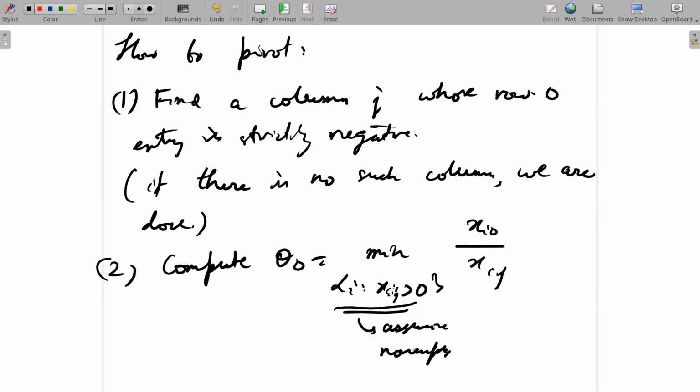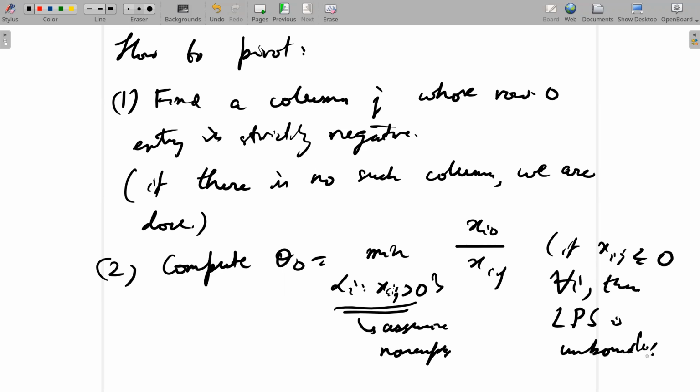Of course, here also there is a question: what if it is empty? What if there's no entry in that basic column which is strictly bigger than 0? All of it is less than or equal to 0. In fact, in that case, we can show that this is an unbounded LP, which means an ill-posed LP and not of that much interest, especially when you're talking about the minimization problem. So compute theta naught equals this. If Xij is less than or equal to 0 for all i, where J is fixed, remember J has been chosen in step 1, then the LP is unbounded. This we will prove in the next theorem.